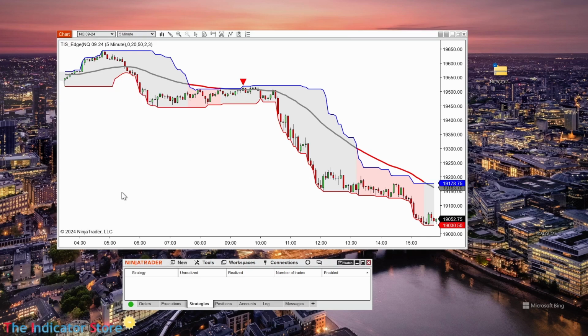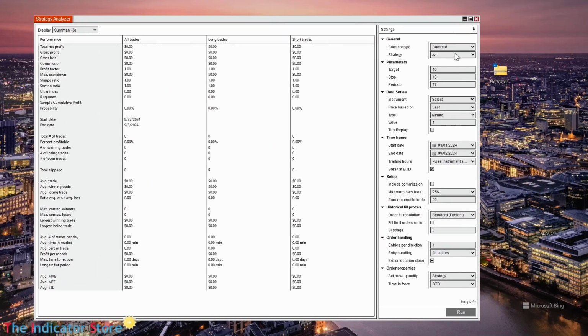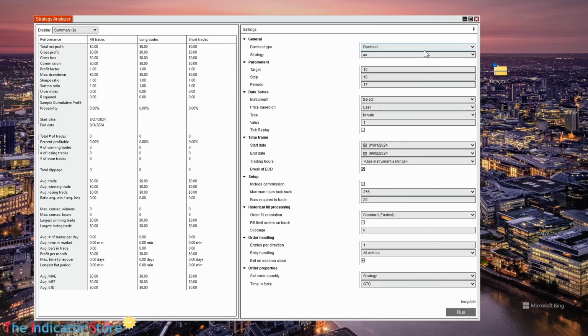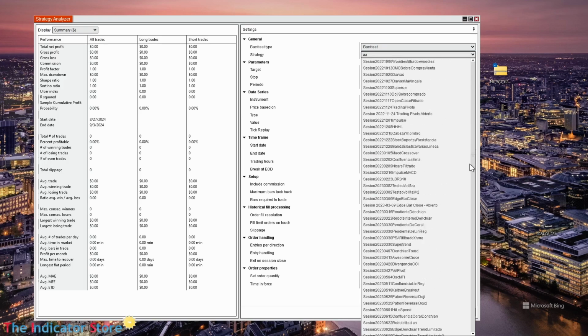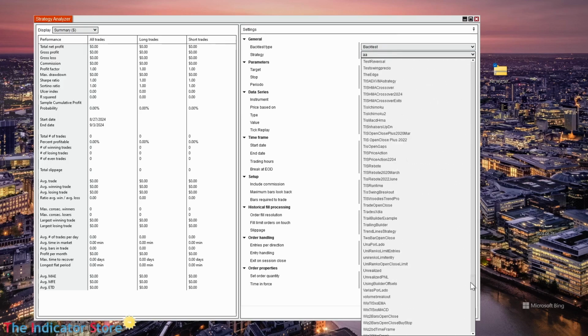tool included with NinjaTrader is the strategy analyzer. With strategy analyzer, we can not only backtest a set of settings for any strategy, like for example here we have backtest, optimization, and a lot of new features that we are going to review in the future. But with backtest, we select the name of the strategy. In this case, we saw it is test edge.